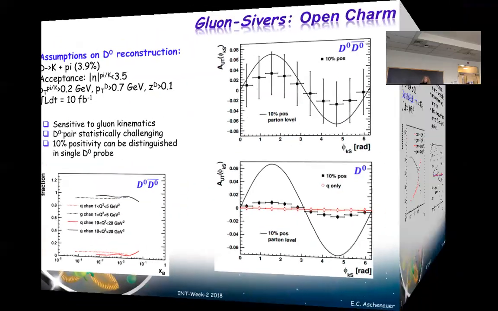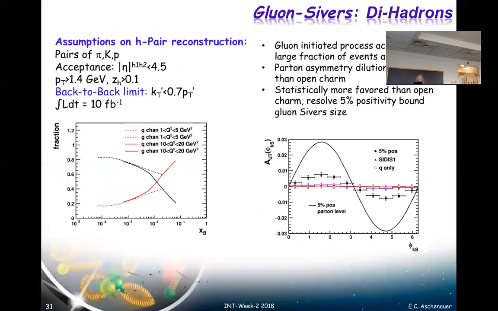Then we did the same for hadron pairs, because two high-PT hadrons also tag very nicely on PGF, and you can see that here where you are in x-Bjorken. Then again, here you see for a 5% positivity bound the parton level, and you see the different asymmetries: 5%, the CD1, which is the one model which we used, and then the quark only. Again, you get quite some dilution.